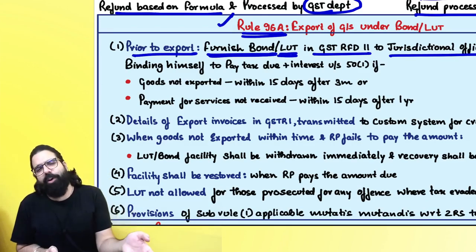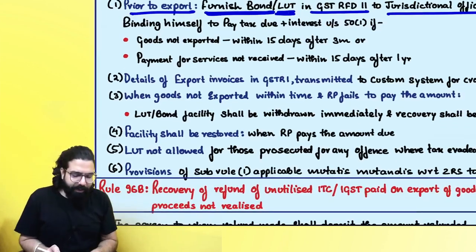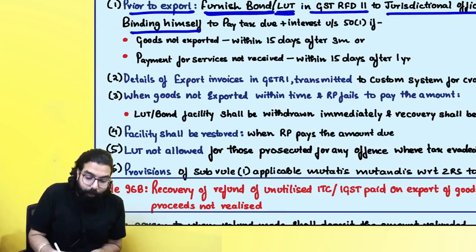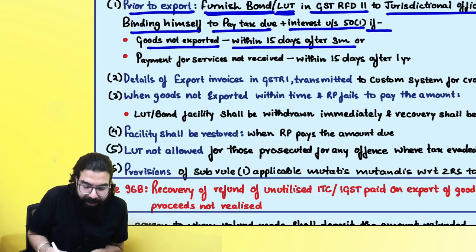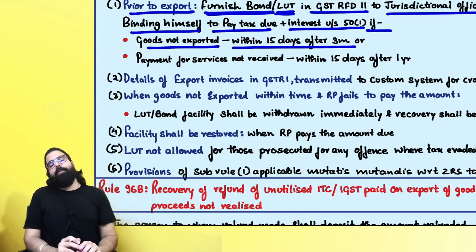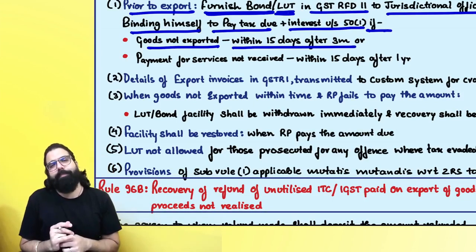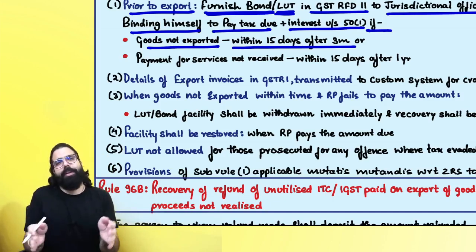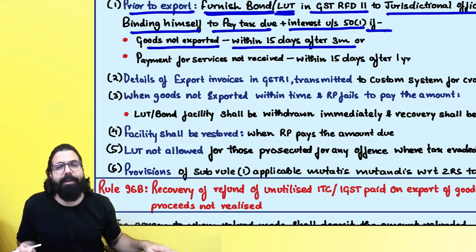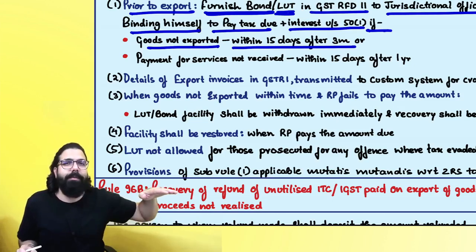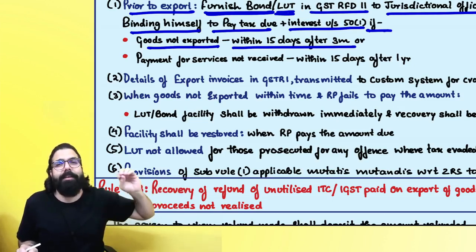Basically you go to gst.gov.in and online you furnish a bond. You are binding yourself to pay the tax due plus interest under section 51 if the goods are not exported within 3 months plus 15 days. Sir, I'm telling you that if I don't export the goods within 3 months, then within the next 15 days, whatever is the GST, I will pay, because as of now I am giving LUT, I am not paying the GST.